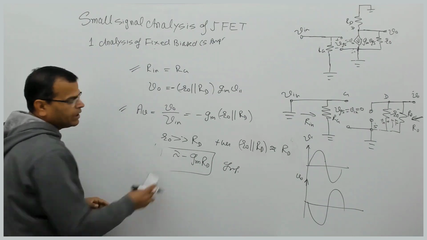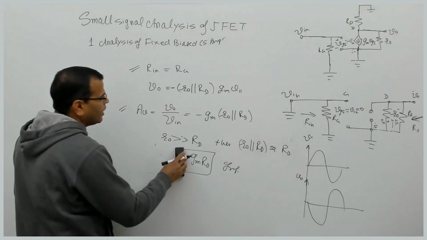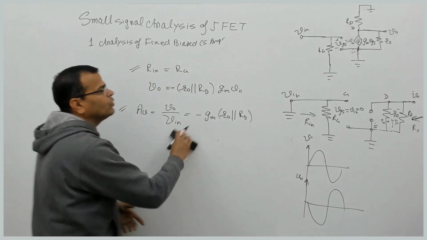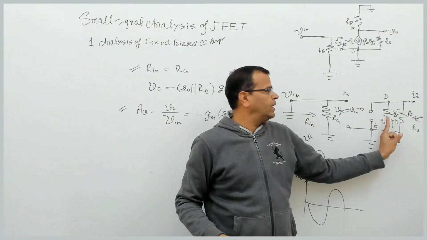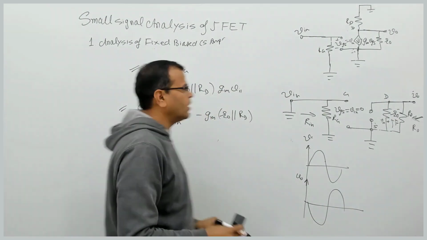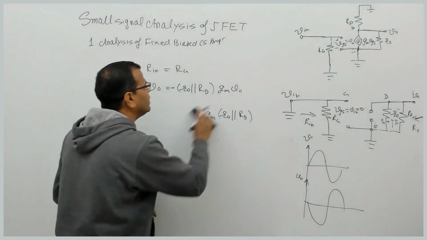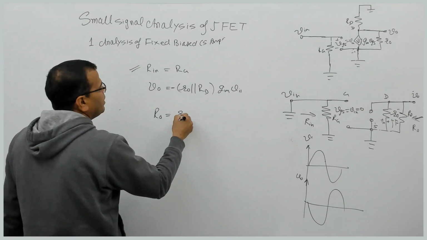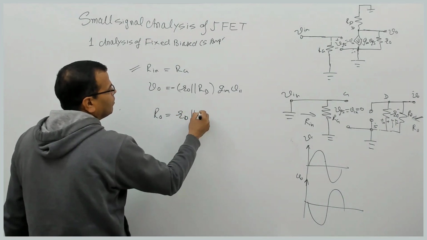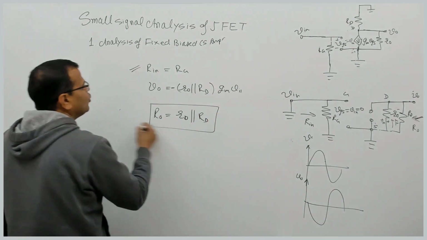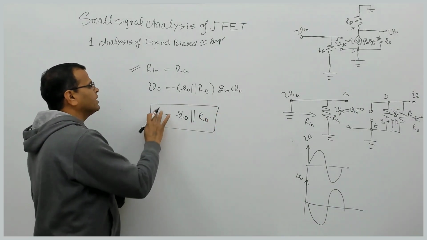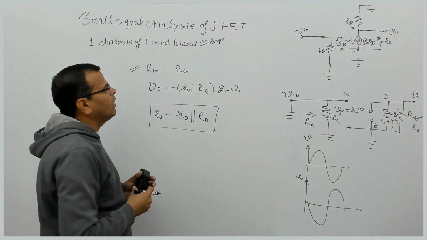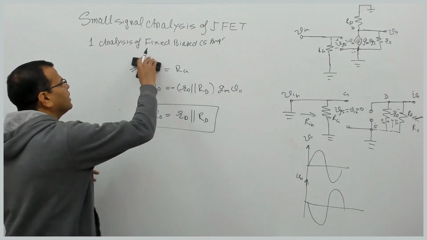In this case, please see it carefully. What do we get? The resistance seen across output terminals is the parallel combination of these two resistances, R0 and RD. So the output resistance of this fixed biased circuit is the parallel combination of small R0 and RD. This is the output resistance. In my text, you may find this as Z0. That is the same thing; here we mention resistances R, and there I may be talking about impedance, but that is the same.